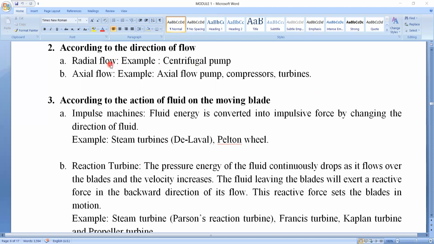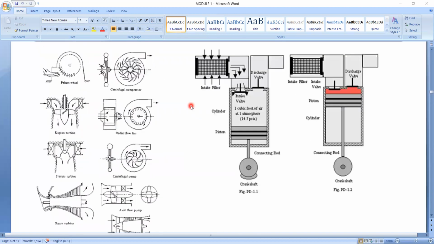The first one is radial flow turbo machines. Let us take the example of a radial flow fan or radial flow turbo machine. Here the fluid enters the turbo machine in the radial direction, and it comes out through the impeller in the radial direction. So the flow of fluid takes place in the radial direction. It is called a radial flow turbo machine. The best examples of these are centrifugal pumps, radial flow fans, and centrifugal compressors, etc.